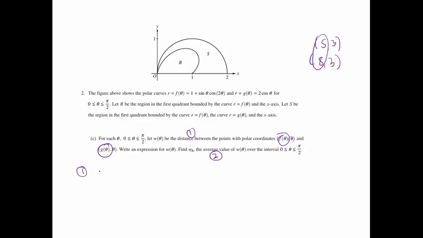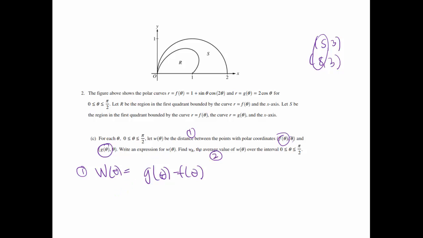So to get that distance, w theta is the distance. It's simply just going to be g of theta minus f of theta. And I did g of theta first because it comes on top. So that is it. That's all that it is. Okay, so that was the integral.